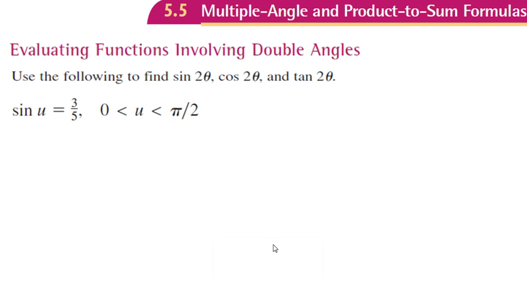All right, here we go. Let's do example number 2 now. Same directions here as the last problem. So we're gonna find sine of 2 theta, cosine of 2 theta, and tangent of 2 theta. So basically our double angle formulas. Given this information. All right, so it seems that we're in the first quadrant.